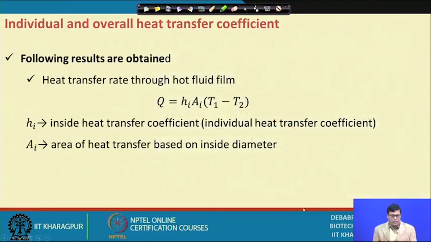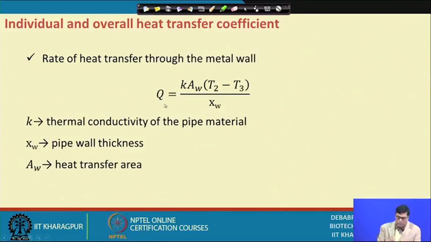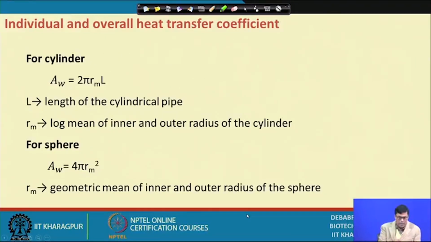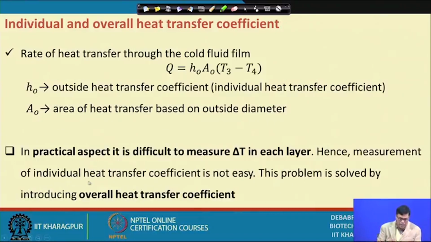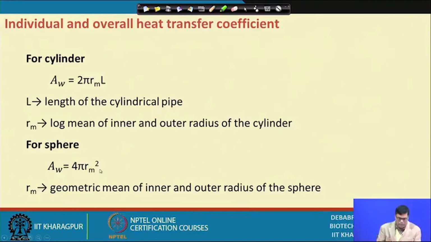Okay. So, here the heat transfer rate in the hot fluid can be expressed as Q equal to Hi Ai into T1 minus T2. Am I right? In the case of the wall, we can write Q equal to K Aw into T2 minus T3 divided by Xw. And Aw is the surface area. So, twice pi r into length is the surface area, covering all the surface of the circular tube, and for a sphere the area is 4 pi r square.